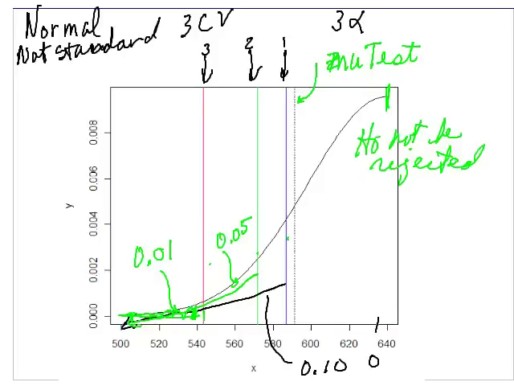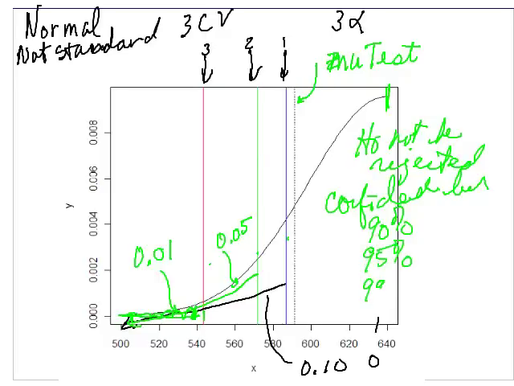At what confidence level? Well, the first one is for an alpha of 0.10. That's a confidence level of 90%. So it wouldn't be rejected there, or at the 95%, or of course at the 99% level.